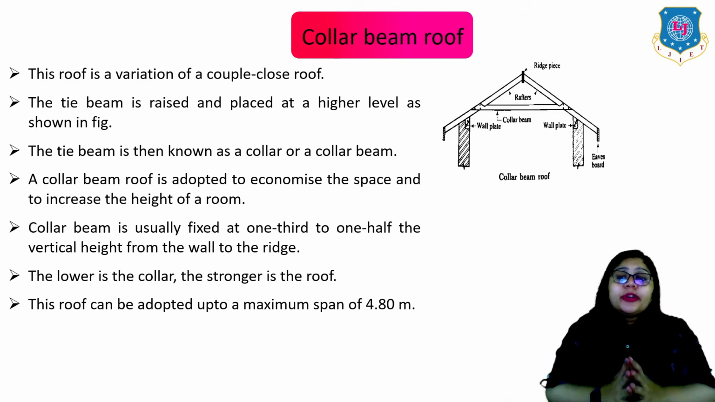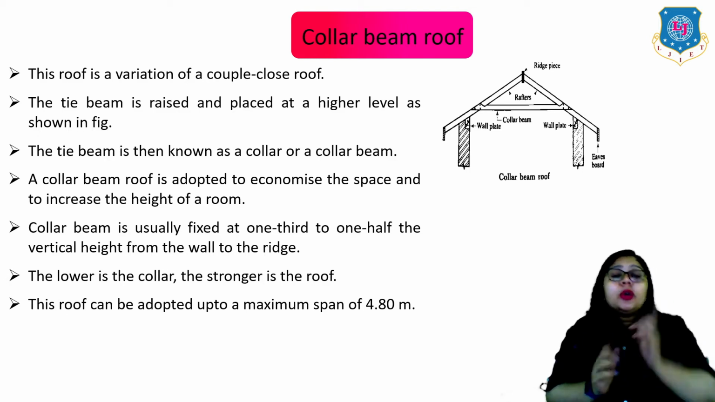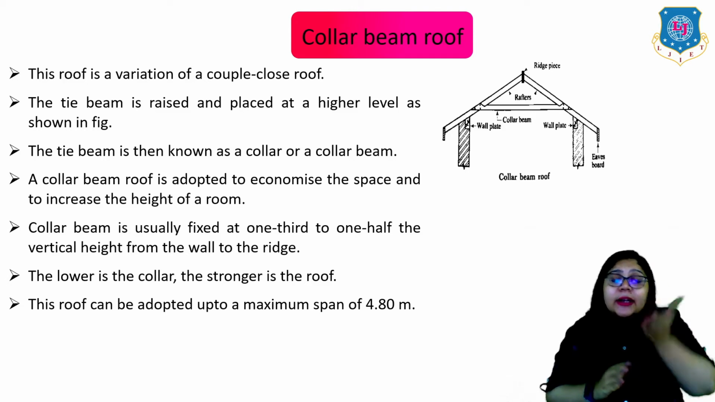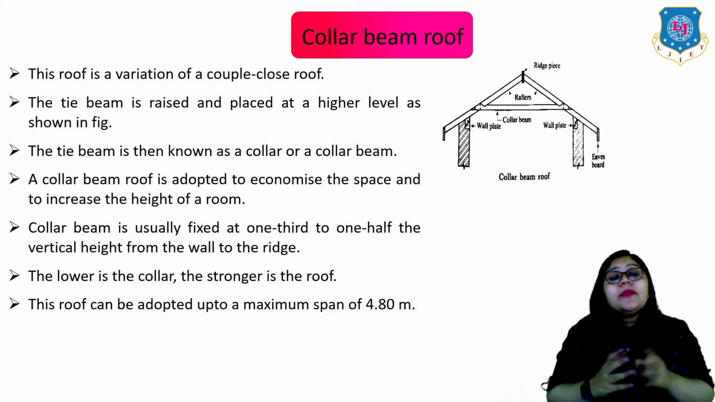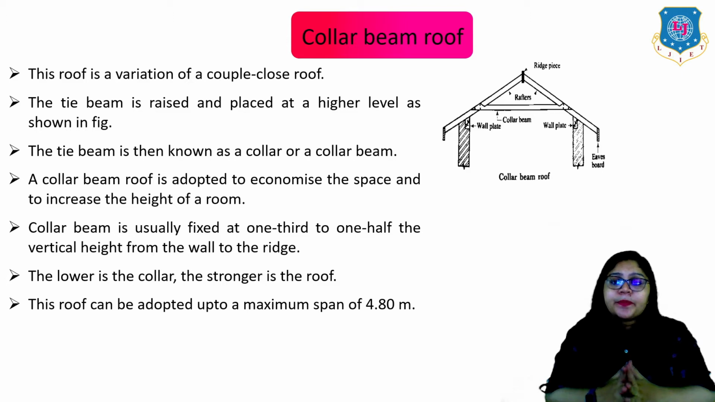A collar beam roof is adopted to economize the space and to increase the height of a room. Whenever we want a greater height in a particular room, we have to go for this kind of arrangement. A collar beam is usually fixed at 1/3 to 1/2 the vertical height from the wall to the ridge. The lower the collar, the stronger the roof. And this roof can be adopted up to a maximum span of 4.80 meter.